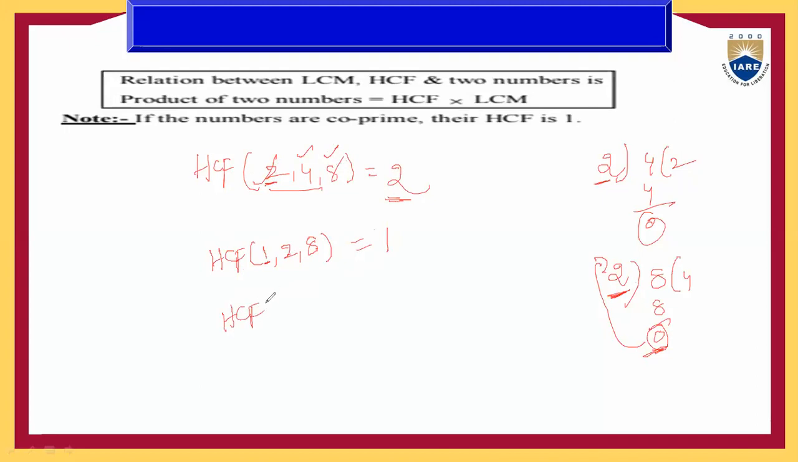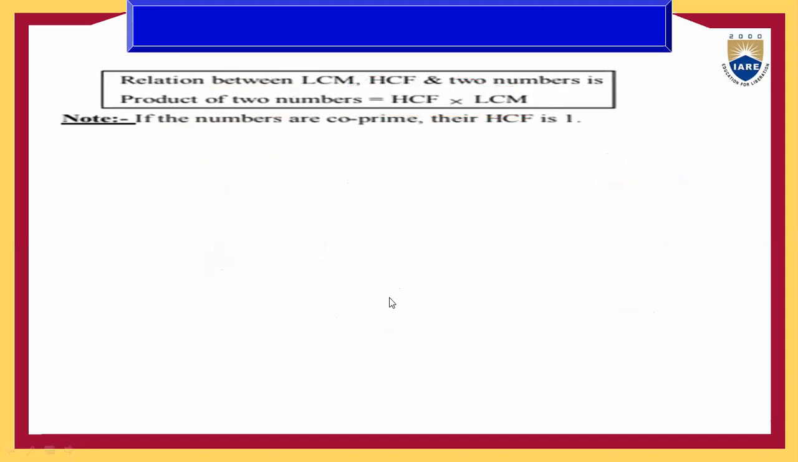Suppose you write it like this: HCF of 2, 3, 5. Here the least value is 2. Does 2 divide 3? No. No means we take the next least value. The next least value after 2 is 1. 1 divides 2, 1 divides 3, 1 divides 5. So the HCF is 1. In this way, we find the HCF of any numbers. The product of two numbers is equal to the HCF times the LCM of the two numbers. Now we go directly to problems.